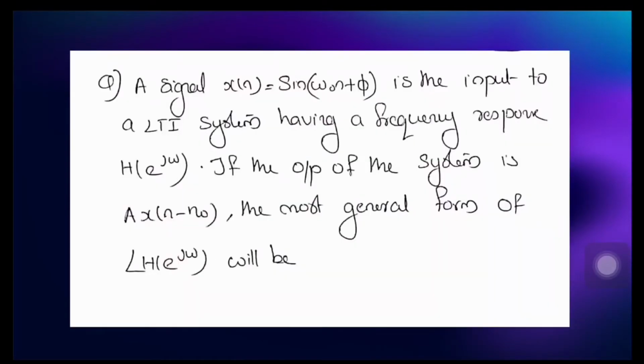Let us move ahead and see the next question. A signal x of n is equal to sine of omega 0 n plus phi is the input to an LTI system having a frequency response H of e raised to j omega. If the output of the system is a x of n minus n0, the most general form of angle of H of e raised to j omega will be.